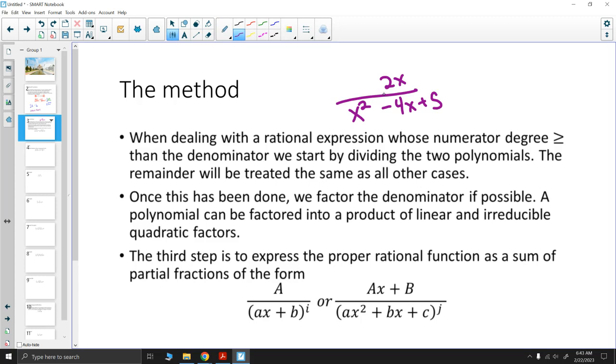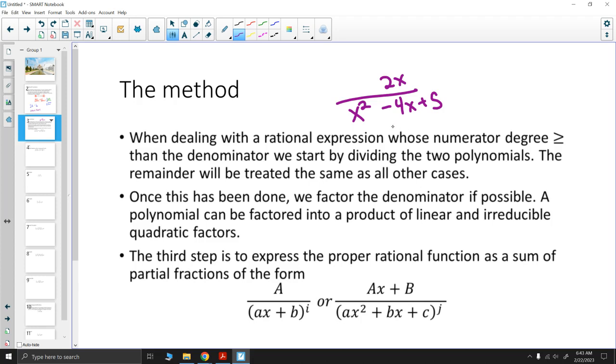Once that's done, we factor the denominator if possible. A polynomial, just as a reminder, can be factored into a product of linear and irreducible quadratic factors. That is to say, we will be able to factor it down to either a linear factor, like x plus 1, x minus 1, whatever, or an unfactorable or irreducible quadratic, like an x squared. So for example, this thing right here, x squared minus 4x plus 5, is actually not factorable. So it's what we call an irreducible quadratic.